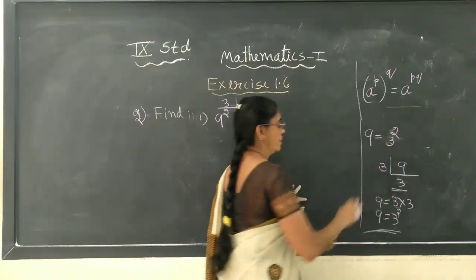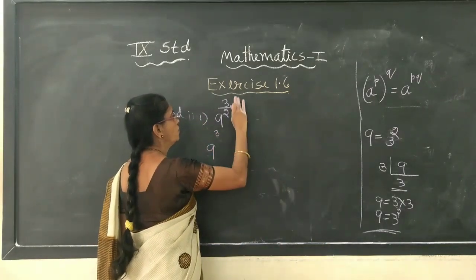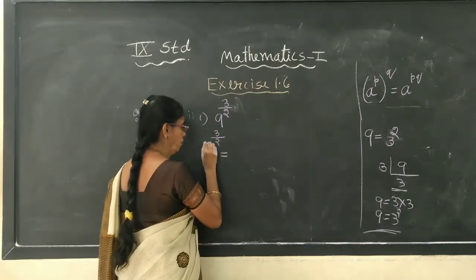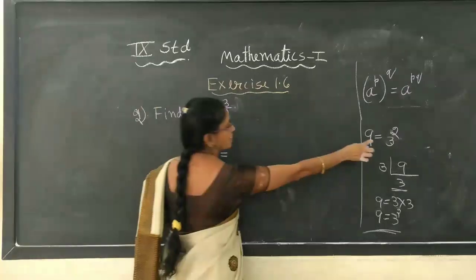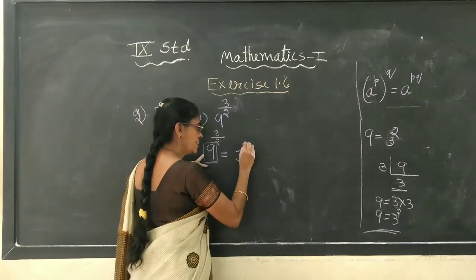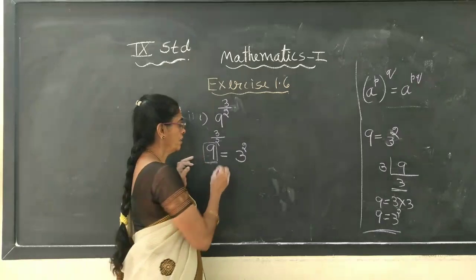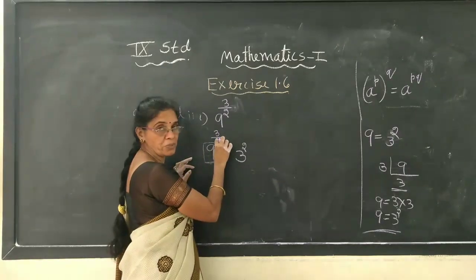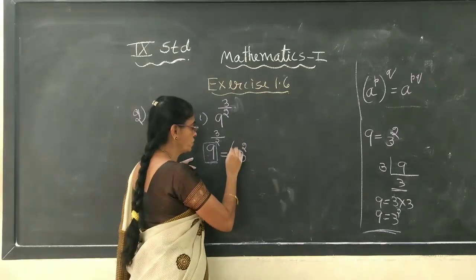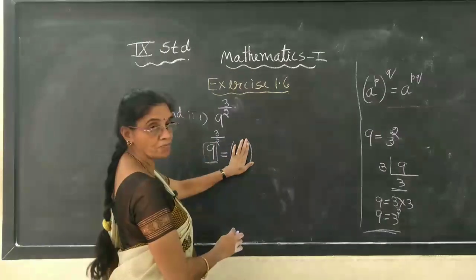It is 3 square. So what I will do now, the given number 9 to the power of 3 by 2, I will write it in the form of the exponential form. So 9 can be written as 3 square, right? 9 can be written as 3 square. Now since there is one more exponential power, so we should not get confused, so I will use the bracket here for 9. I have written in the exponential form 3 square.